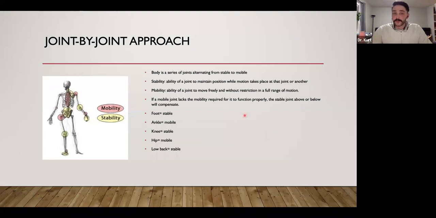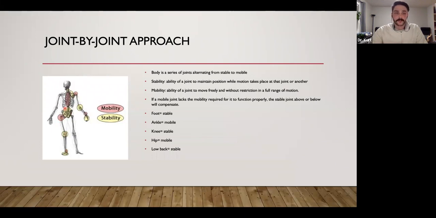So the body is a series of joints going from stable to mobile. Stable joints tend to be stacked, and then mobile, stable, mobile, and they work their way up. You can see here, the yellow circles are the stability circles, red are the mobile. So the foot itself, like I said, should be stable. The ankle should be mobile. And then we work our way up. Knee is stable, hip is mobile.